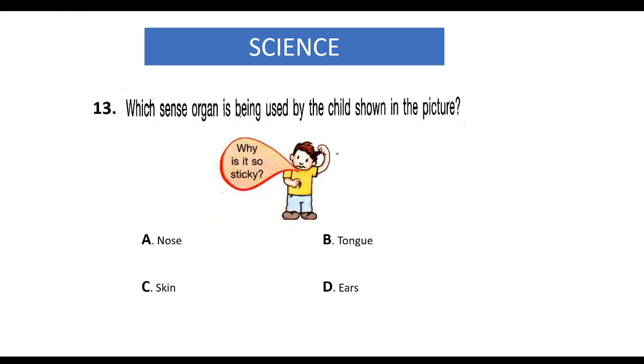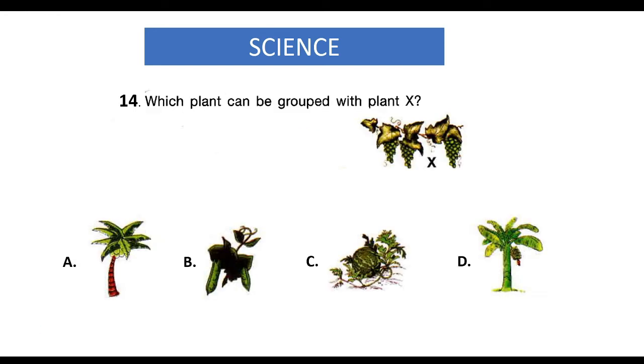Question 13. Which sense organ is being used by the child shown in the picture? Why is it so sticky? So we have 4 options given: nose, tongue, skin, and ears. The answer would be option C, skin, because the child is using the sense of touch to feel that the particular substance is sticky.